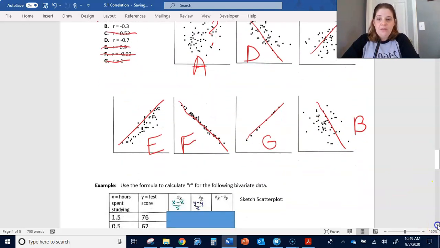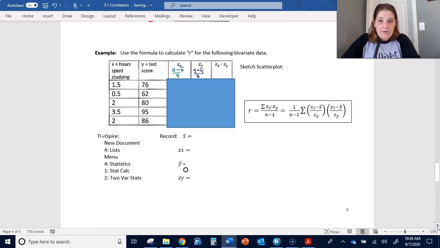So to calculate R, using the formula that's on your formula sheet. The formula looks really gross. If you look over here, it says 1 over n minus 1, and that's because it's an average, but it's from a sample, so we're doing that n minus 1 adjustment. And you notice it says xi minus x bar over sx. That's basically the z-score for x. I want to find the z-score for every x coordinate, and then y minus y bar over sy, the y coordinate minus the average y over the standard deviation of y. That's basically the z-score for every y.